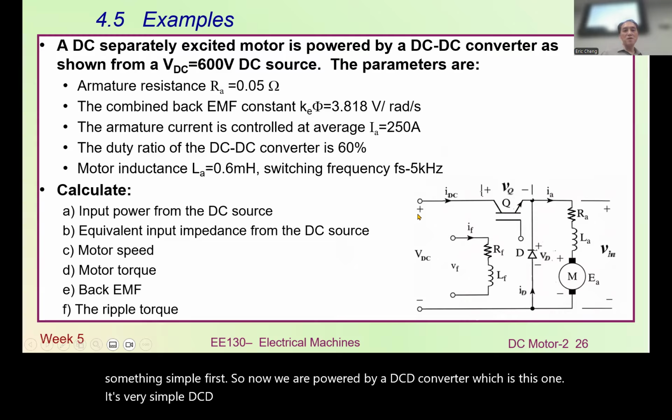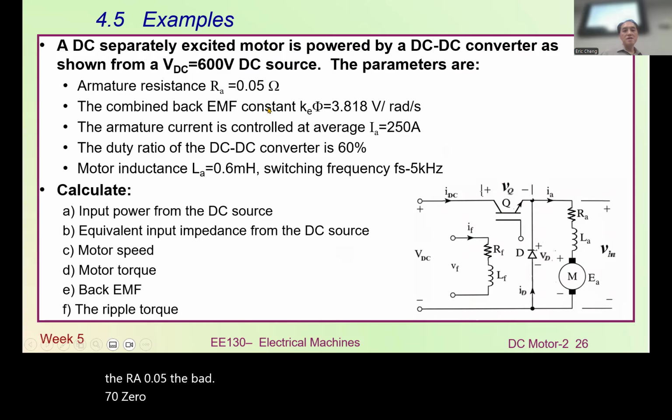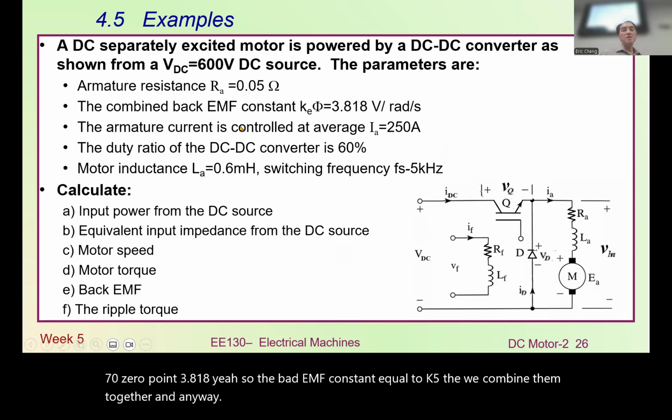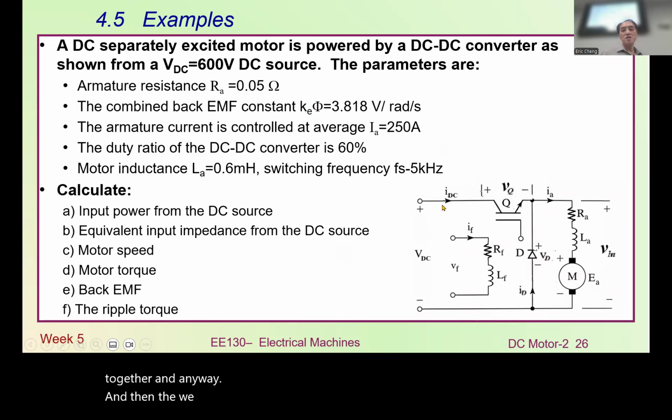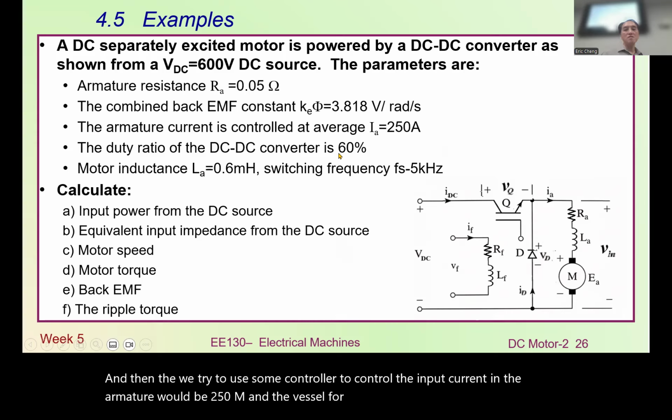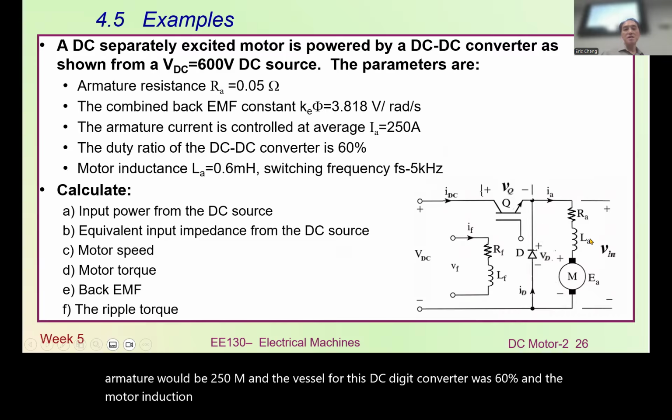The input voltage will be 600, and the parameters will be RA 0.05, the back EMF constant 3.818. Yeah, so the back EMF constant equals the K factor. We combine them together anyway. And then we use a controller to control the input current in the armature to be 250 amps. And the duty ratio for this DC to DC converter is 60%. And the motor inductance will be 0.6 millihenry.